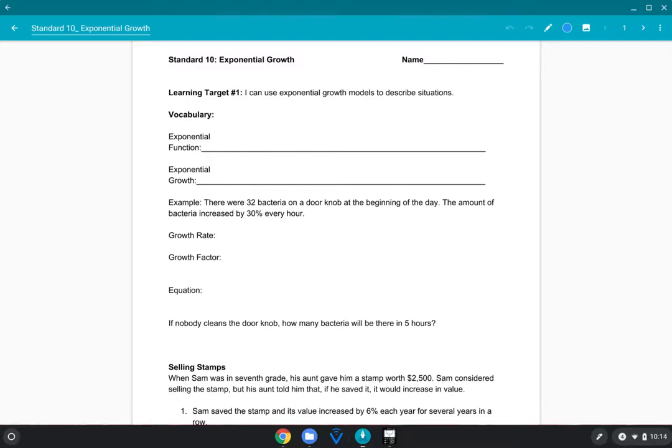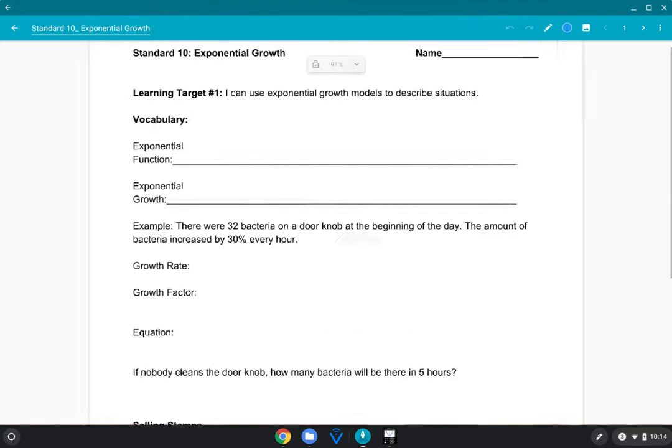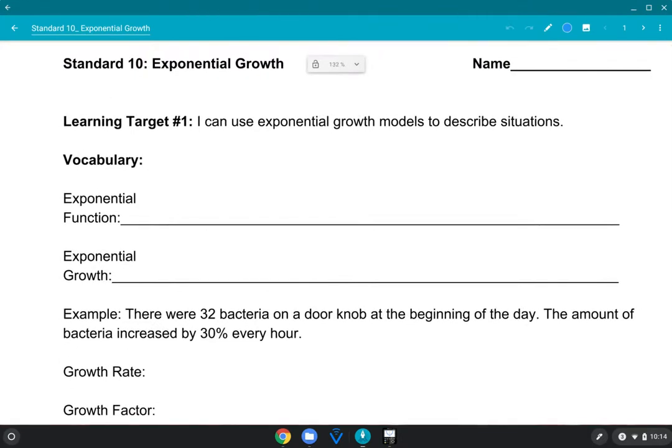Okay, guys, standard 10 exponential growth. This is going to be set up a little bit differently than what you are used to, but I think it's going to be really good and help you guys really understand exponential growth. What an exponential function is, it's a function in this form. You're going to want to write this down for sure. And it creates a pattern.